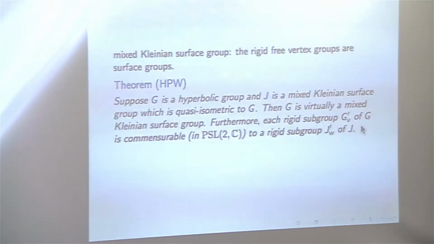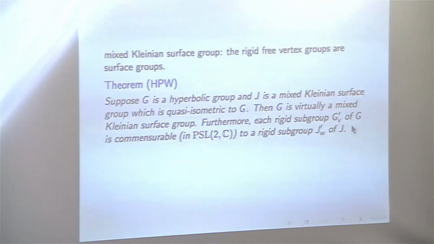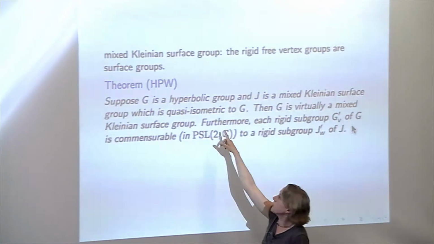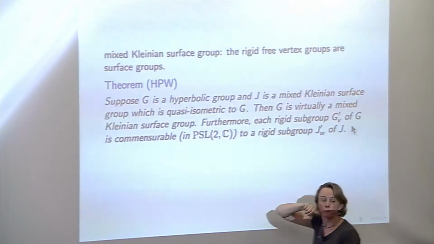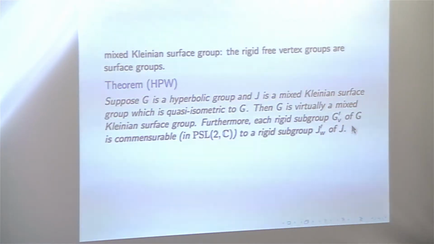Okay, so suppose I have a hyperbolic group G and I have a mixed Kleinian surface group and it's quasi-isometric to G. So this is a priori stronger than having homeomorphic boundary in this situation. Then I can say that G is a mixed Kleinian surface group. In particular, the rigid pieces are surface pieces. And it actually follows from this last statement that each rigid subgroup is commensurable to the corresponding rigid subgroup of the original group that I knew what it was. Okay, does that statement sort of make sense?